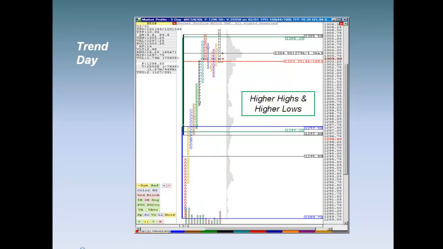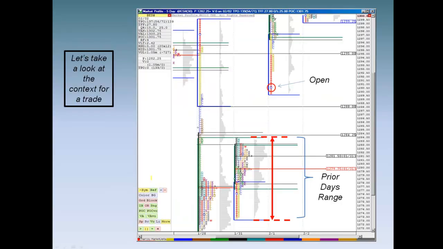All right, let's continue on. And let's take a look at how we actually want to trade a trend day. We want to put into action some of these concepts that we're looking at. Before I even look at the open, I want to take a look at the context of the trade. So I want to look at the bigger picture, what's been happening in the market, before I actually look at the open itself.